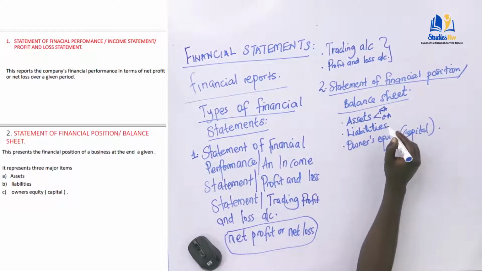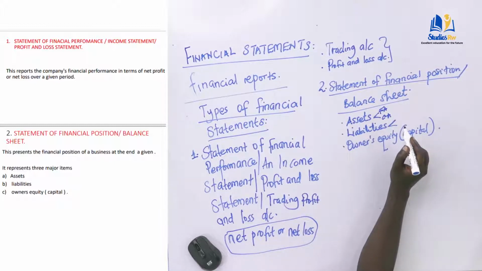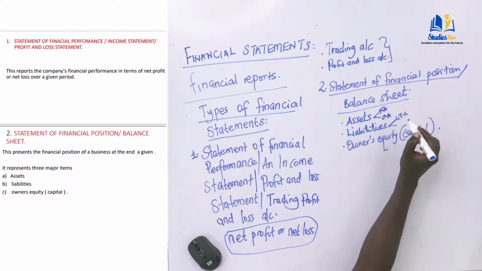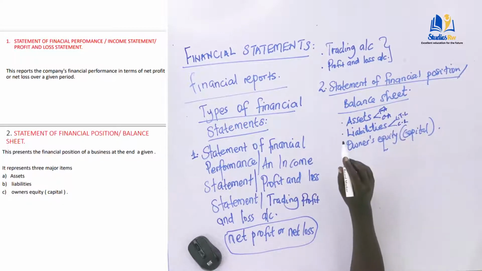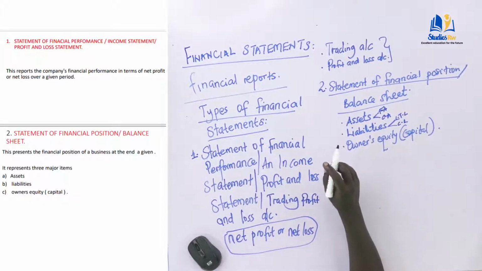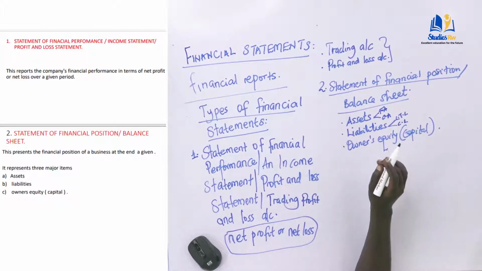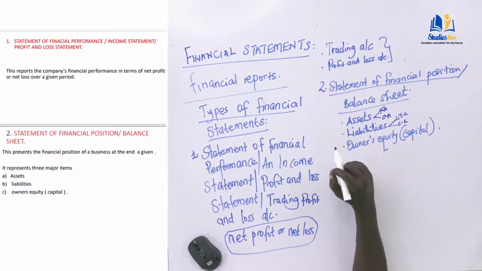Then when it comes to liabilities, we have two major categories. We have long-term liabilities and we have current liabilities. Long-term liabilities are financial obligations of the business that it must settle over a long period of time, like bank loans and debentures. Current liabilities are paid in a short period of time.